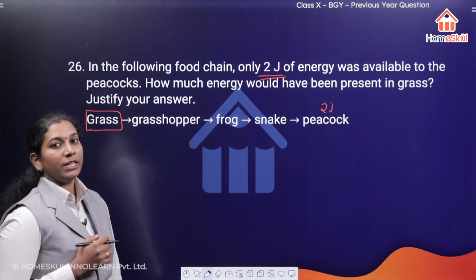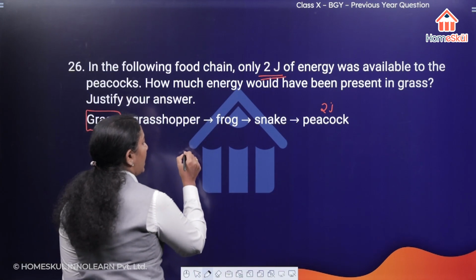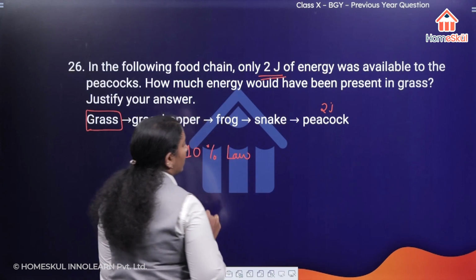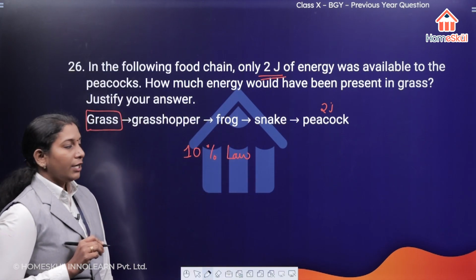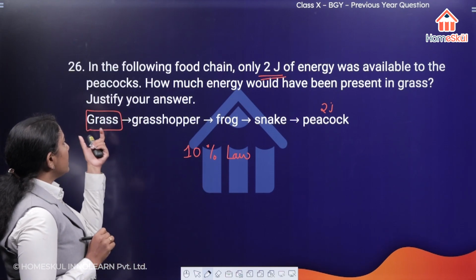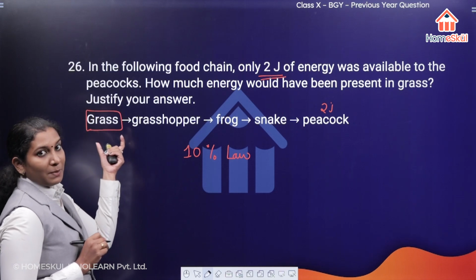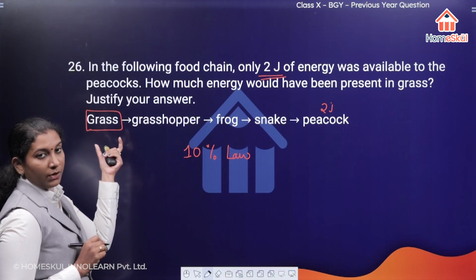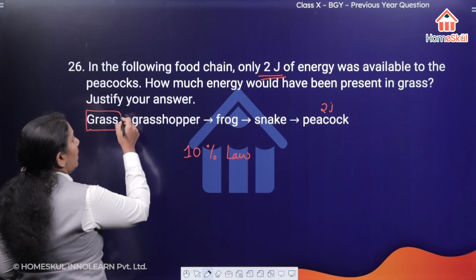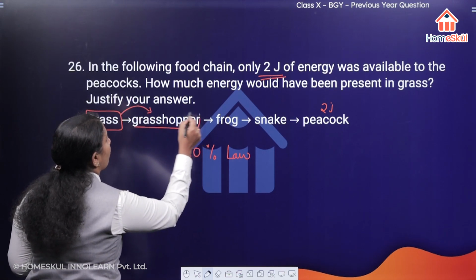So, according to the 10% law, you know that of the energy present in one trophic level, only 10% is passed on to the next trophic level.